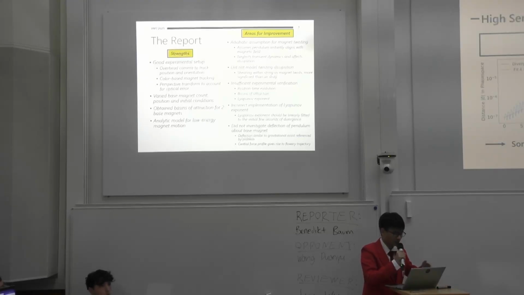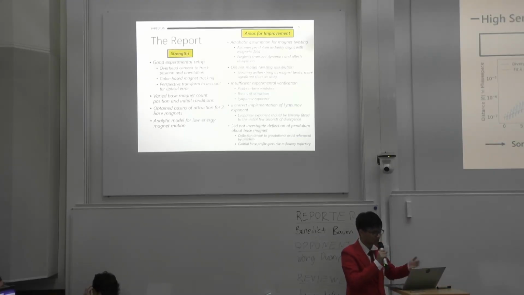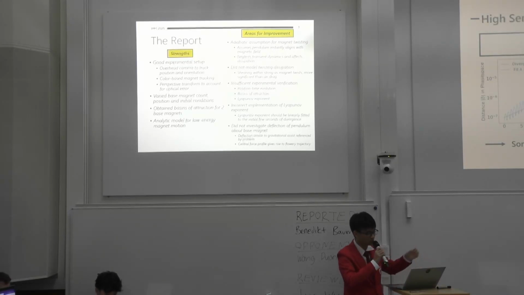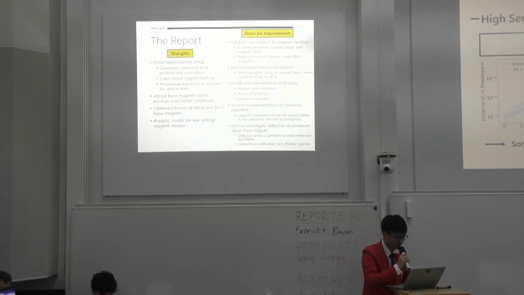Furthermore, one thing he didn't address is the twisting dissipation. I believe the key damping in this problem would be the shear forces within the string as the magnet twists. And I believe this is more significant than the air drag; with this twisting dissipation, the damping will be a lot higher than simply air drag. Lastly, there was also insufficient experimental verification.